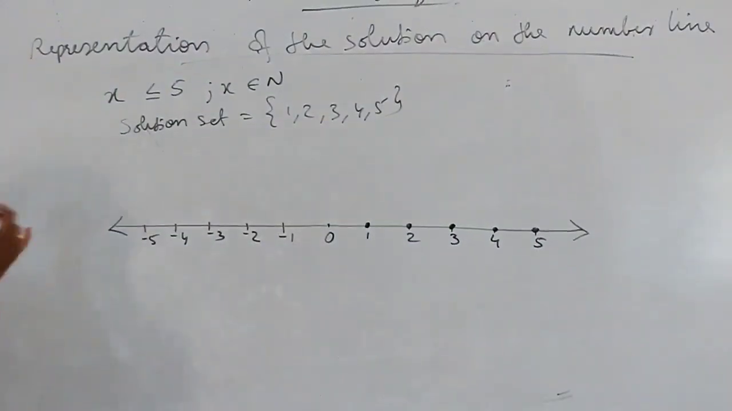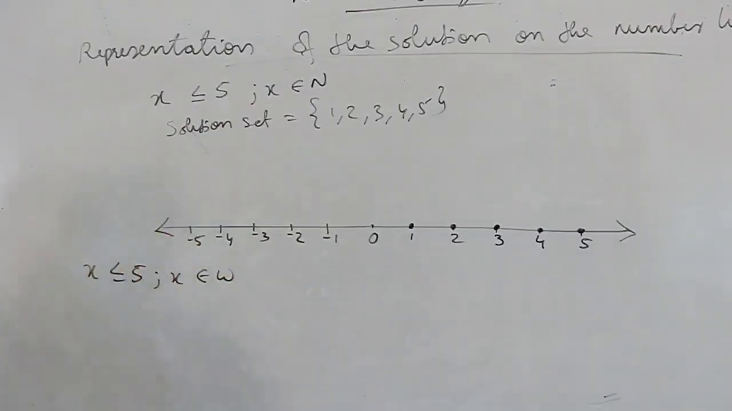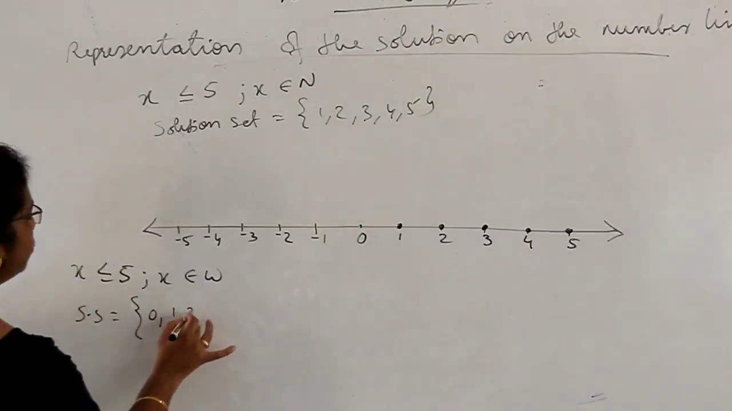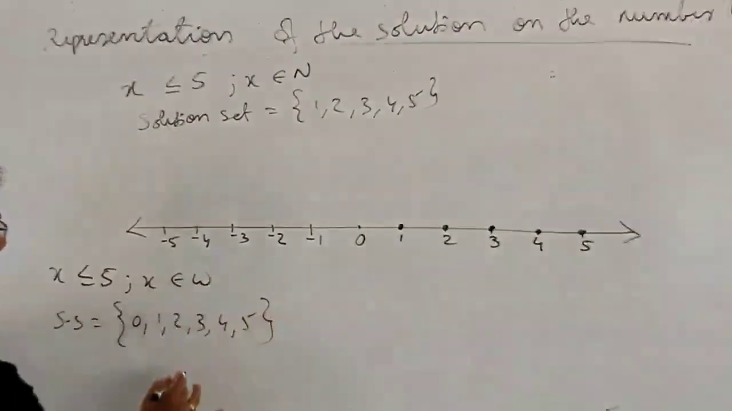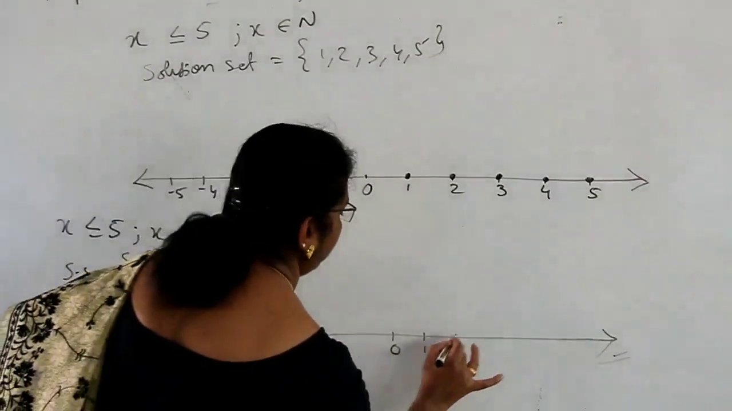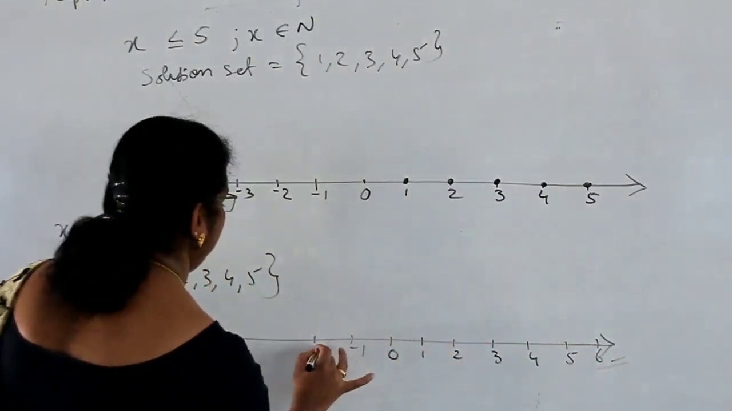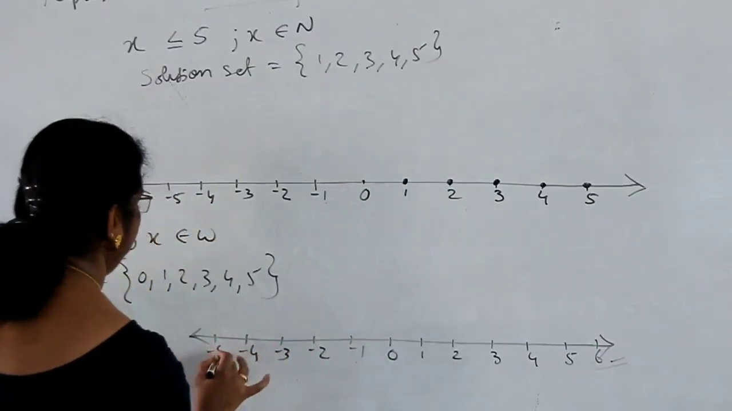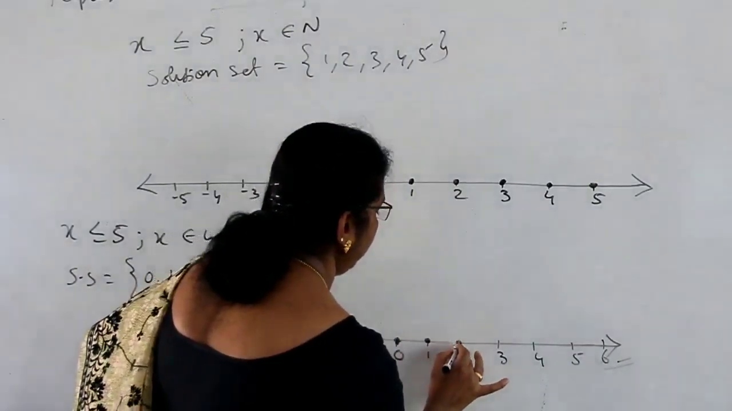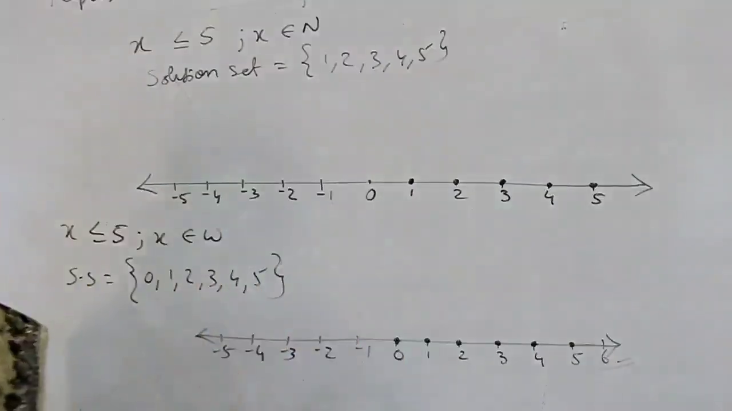And next, in case of the same inequation, x less than or equal to 5, x belongs to whole number. In this case, how can we represent this one? The solution set equals 0, 1, 2, 3, 4, 5. This one we can mark. So here, on the number line, above the numbers 0, 1, 2, 3, 4, 5, use a darkened circle.